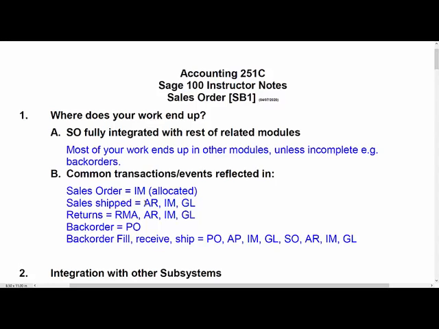When you ship your sales, accounts receivable, inventory management, general ledger will all get updated. If we were running returns merchandise authorization, which we're not, this guy here, it would impact accounts receivable, inventory management, GL. And then when you have a back order where you're unable to fulfill the current sales order, it'll help you generate a purchase order. And when you actually fulfill the back order and receive the merchandise and then actually ship it, all of these guys over here are influenced by it.